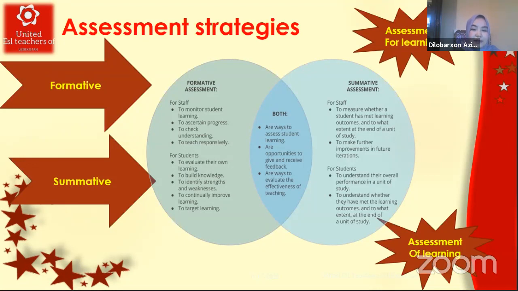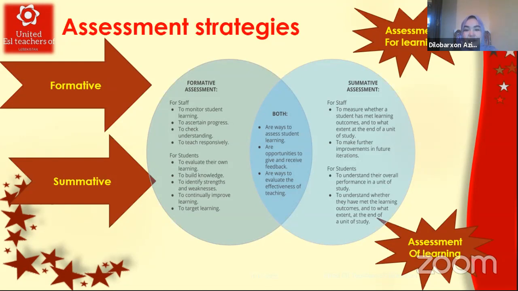Firstly, it's very essential for them to evaluate their own learning and to build knowledge, to identify strengths and weaknesses in learning. So what they are learning well or what they are not learning equally with others, and to continually improve their learning and to target their learning as well. And summative assessment helps students to understand their overall performance in a unit of study. And of course, the same with teachers, they will be able to understand whether they have met the learning outcomes and to what extent at the end of a unit of study.